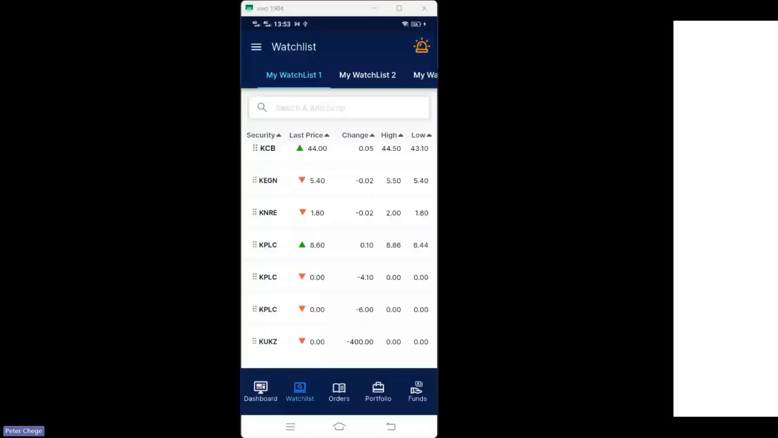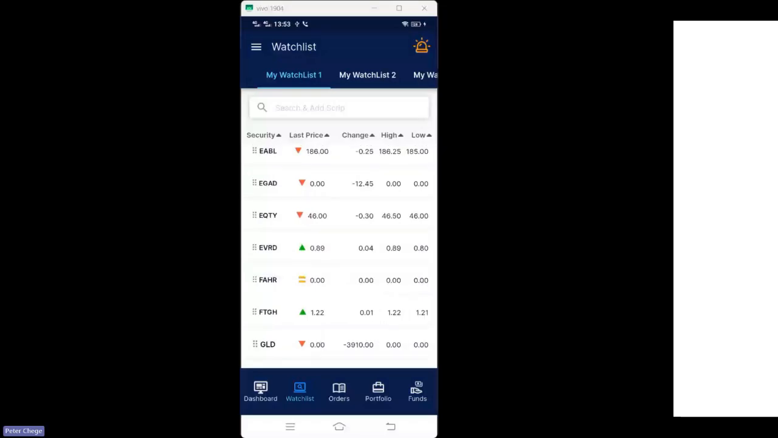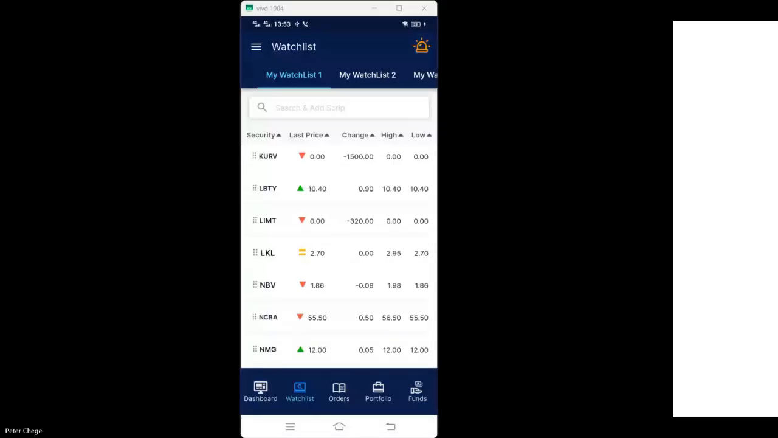If we scroll up, Fahari iRates 0.7. Eveready, that price. These are called penny stocks. We'll come to that, why they are called penny stocks. And they are growth stocks in NSE. So you can see everything that you need. Anything that is listed here is trading at NSE.